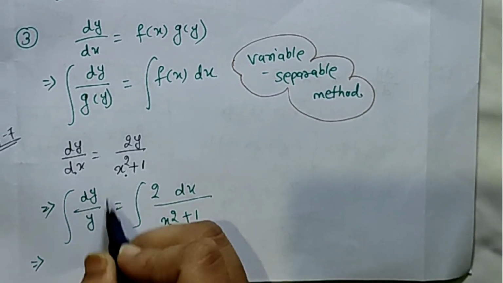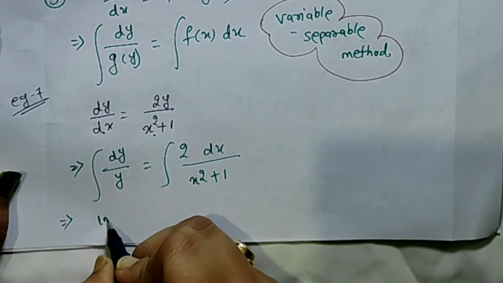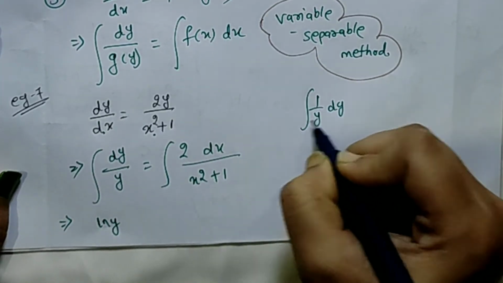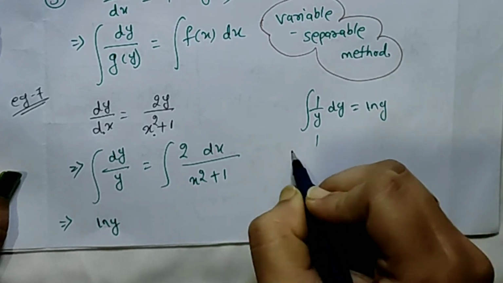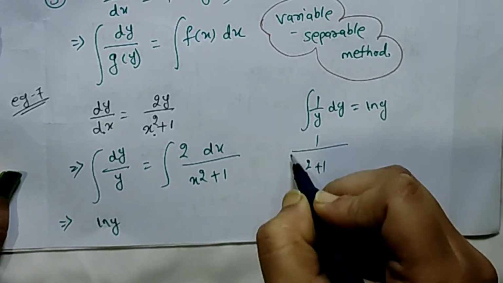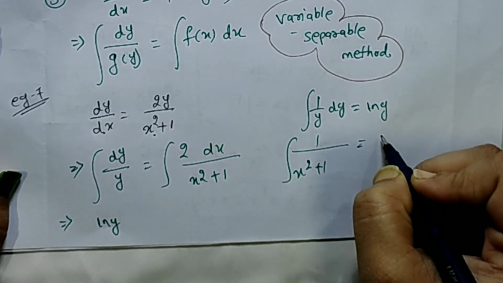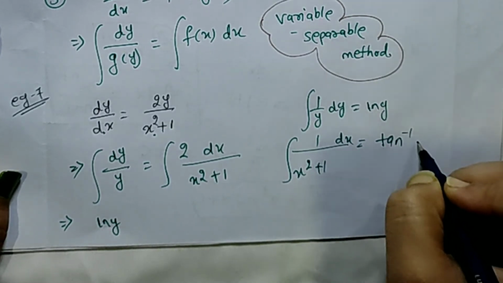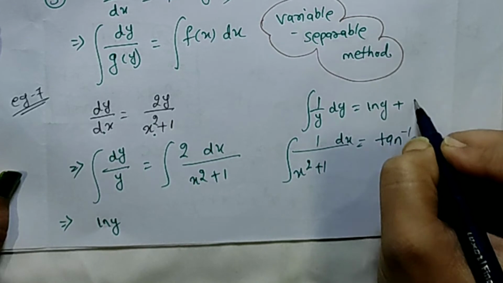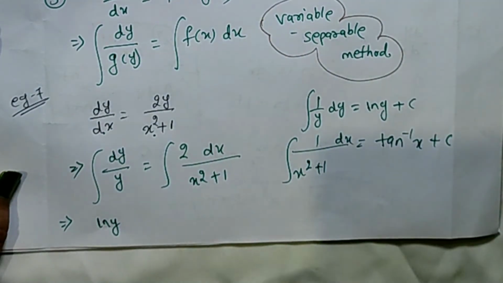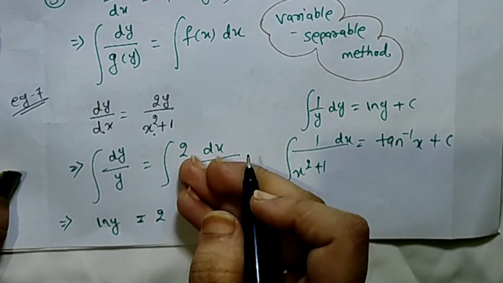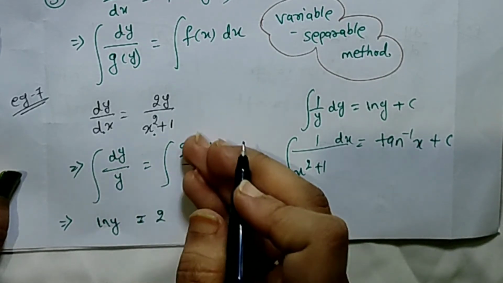This implies that the integration on the left hand side will give ln y. This is the direct formula. The integration of 1 by y dy is ln y, and the integration of 1 by x square plus 1 into dx is tan inverse x. So ln y plus c is equal to 2 tan inverse x plus c, where 2 is the constant. So we can take the 2 outside of the integration.